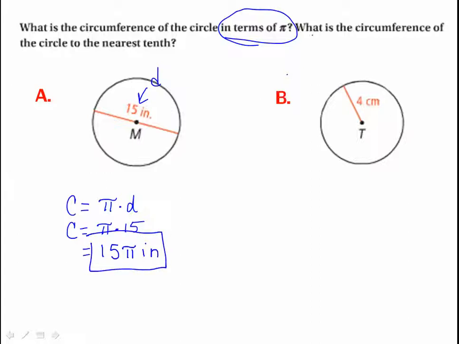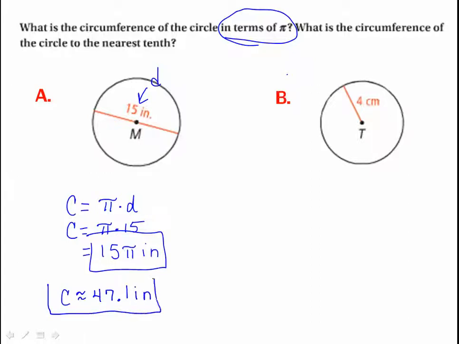The second part of the problem, however, says what's the circumference of the circle to the nearest tenth. So now we're going to take 15 times pi on our calculator. And if I multiply 15 times pi, I get approximately 47.12, which rounded to the nearest tenth would be 47.1 inches.